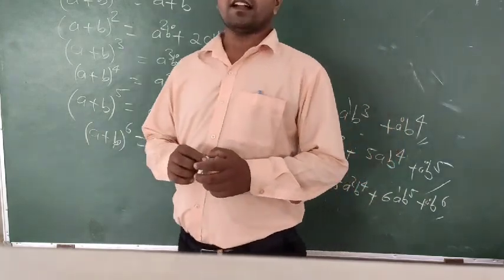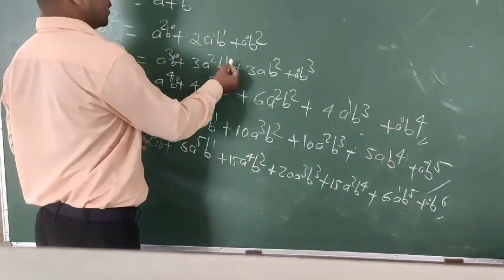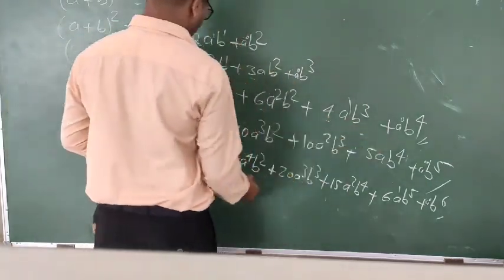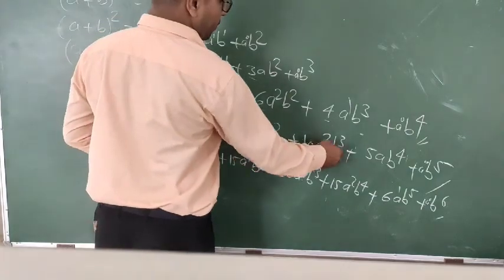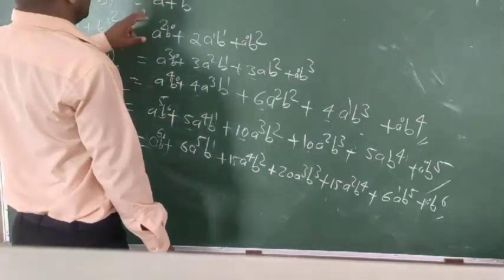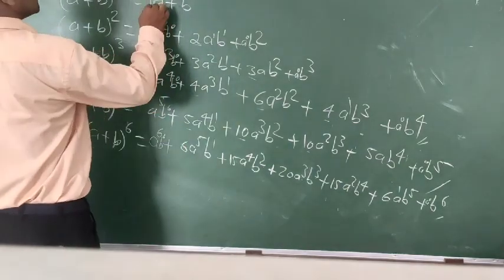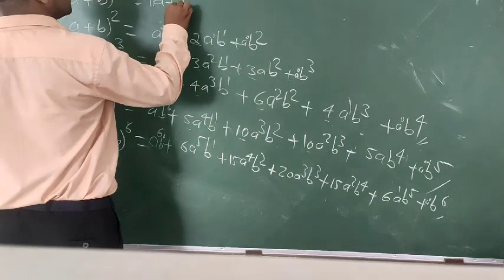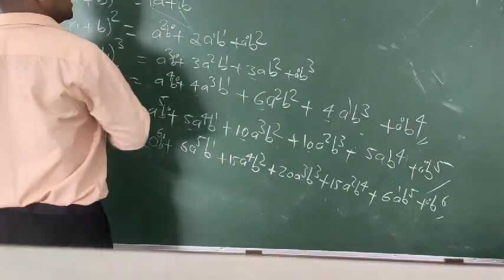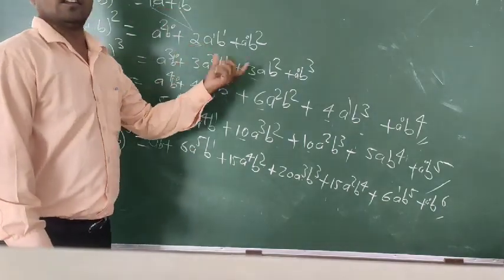Now we want to discuss how we are getting the coefficients of this. How we have got 2, how we have got 3, 4, 6, 4, 1 and 5, 10, 10, 5. How we are getting all these things. So take care. What is the coefficient of a? The coefficient of a is 1. What is the coefficient of b? That is also 1. So 1 plus 1, just add their coefficients, add the middle numbers.